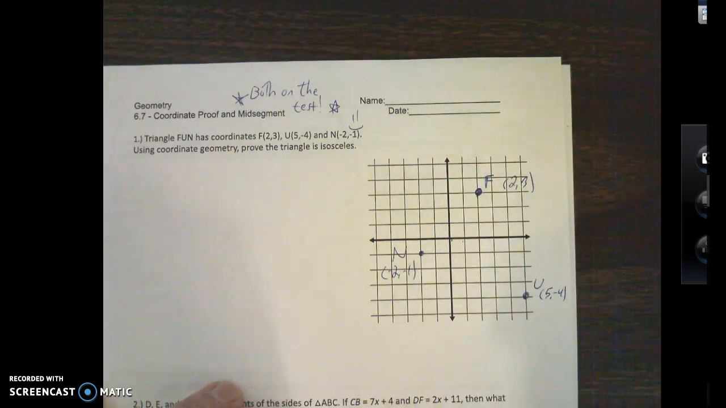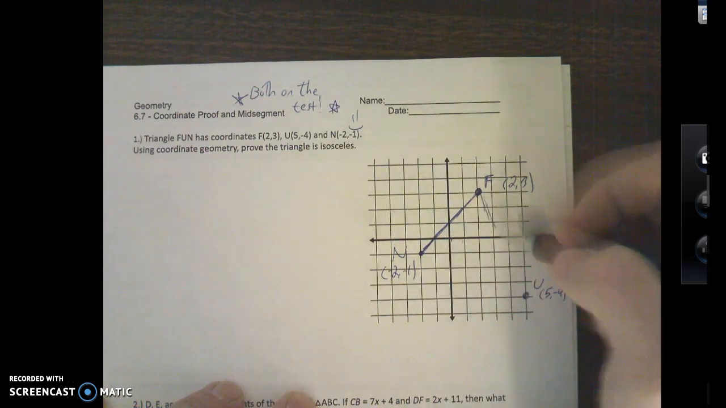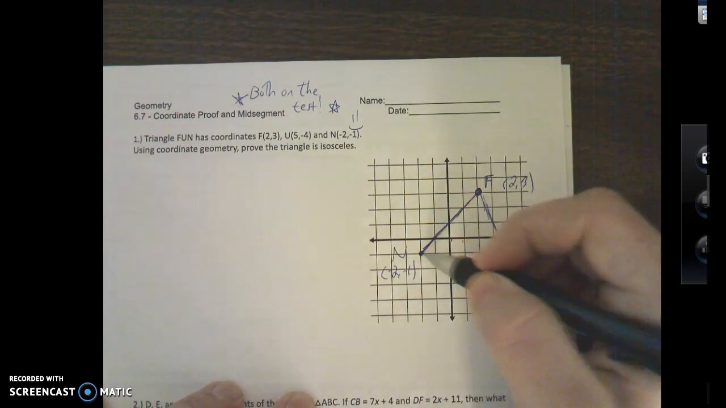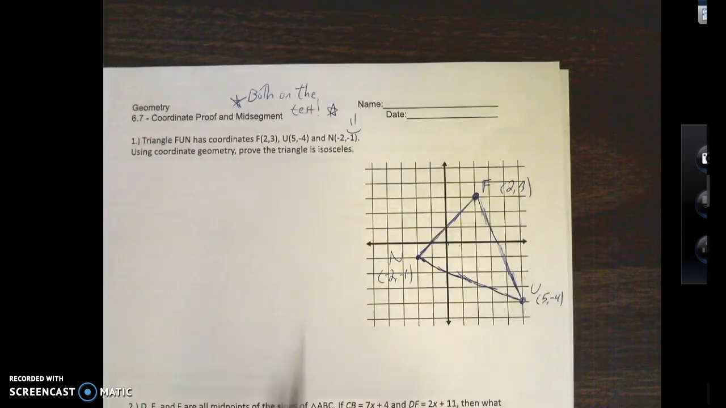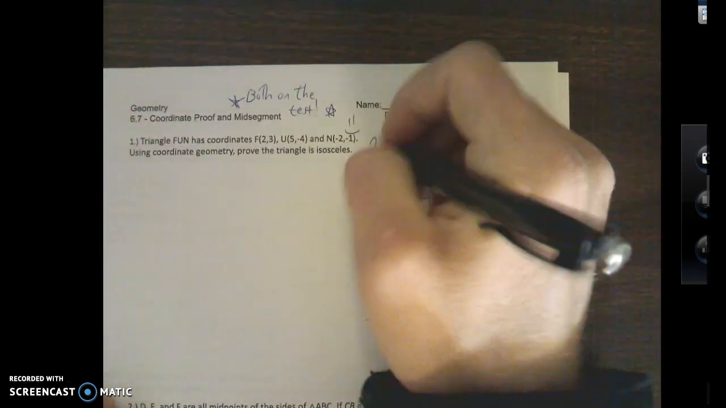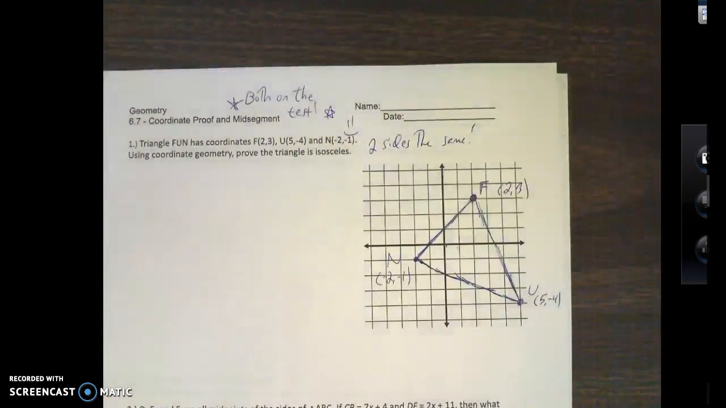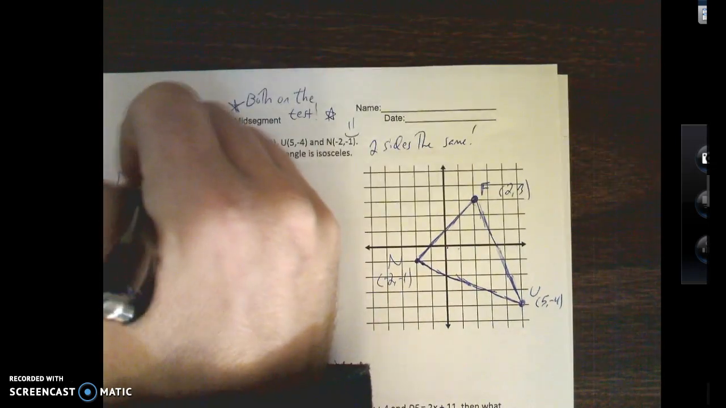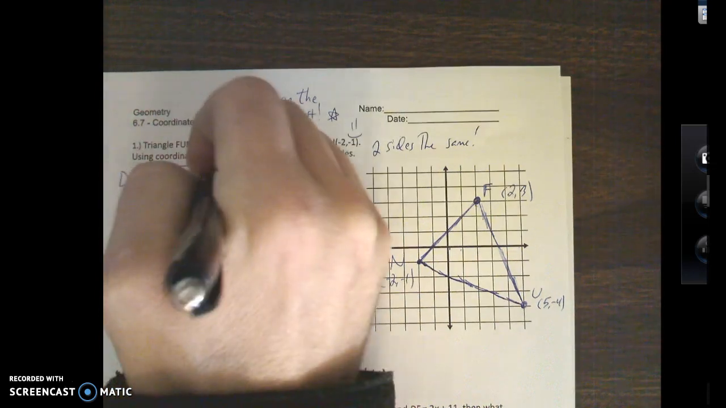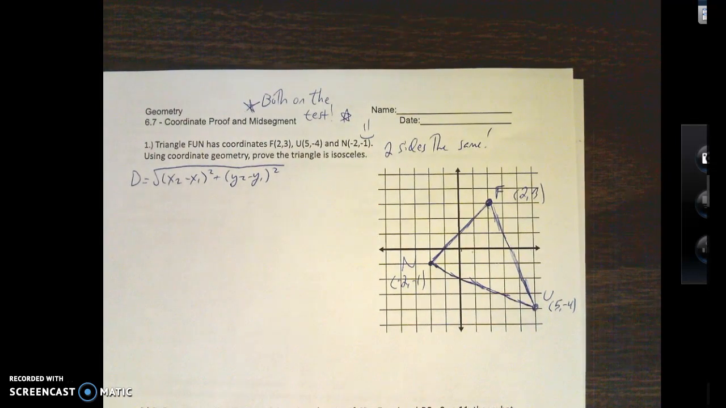Okay. So here is my drawing. Okay. And I knew to connect those dots because it said triangle. In order to be isosceles, I need two sides the same. Okay? So we are going to be using good old distance formula. Now, here's the thing. You have to prove which two sides are the same.